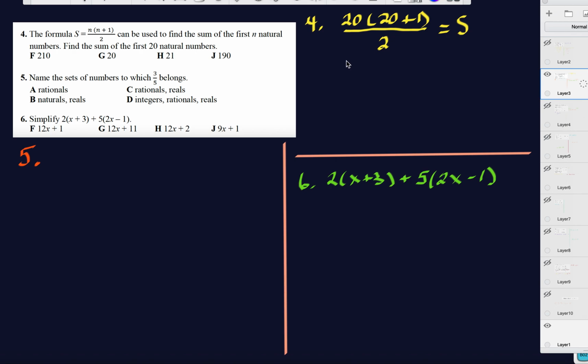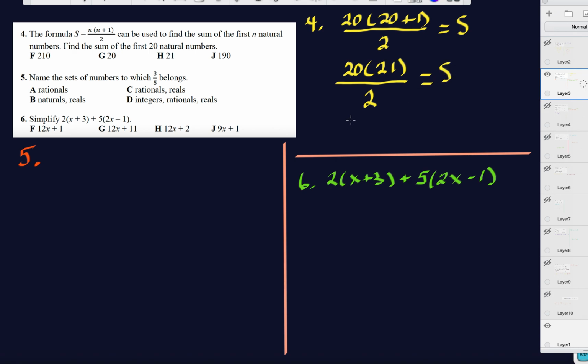The first thing I'm going to do is rewrite the 20 times 20 plus 1. Oops, look at that, I was going to rewrite it again. That's what a goofball I am. There we go. 20 times 21 divided by 2 is equal to S.